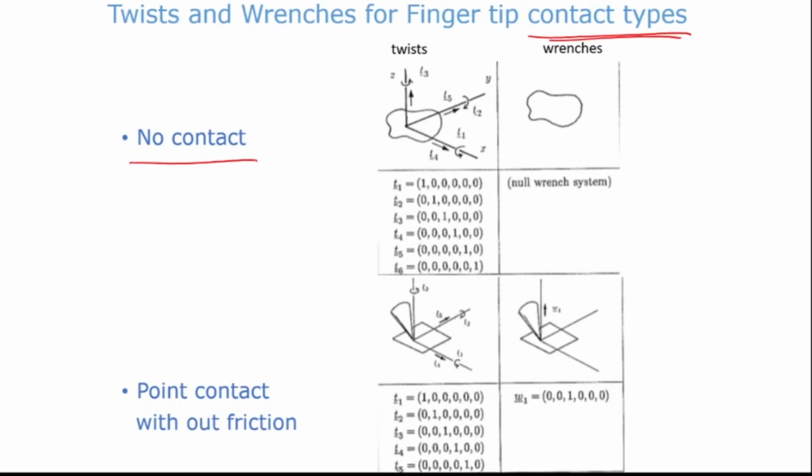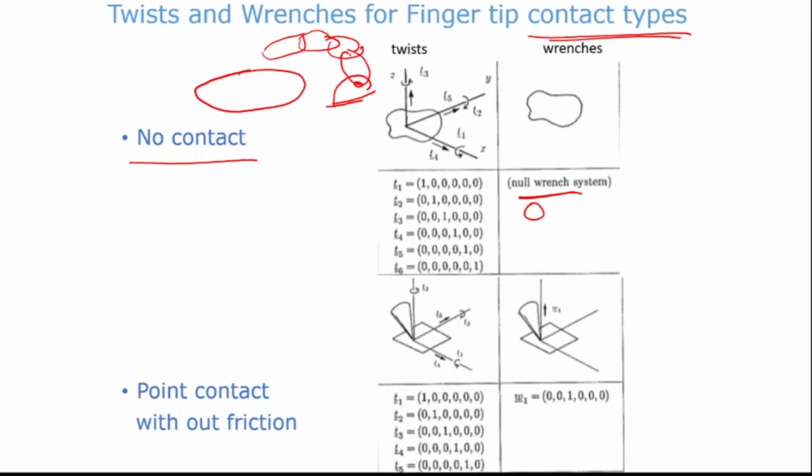Okay. So if there is no contact, we have an object here and the finger is here. Let's say this is my finger. Okay, that's the finger, and there is no contact. So in that case, how many twists and how many wrenches are possible? Now if there is no contact, you cannot apply force. So there is no wrench possible, so it is 0. Null wrench means 0 wrench. You cannot apply any force or any moment because there is no contact between the finger and the object.